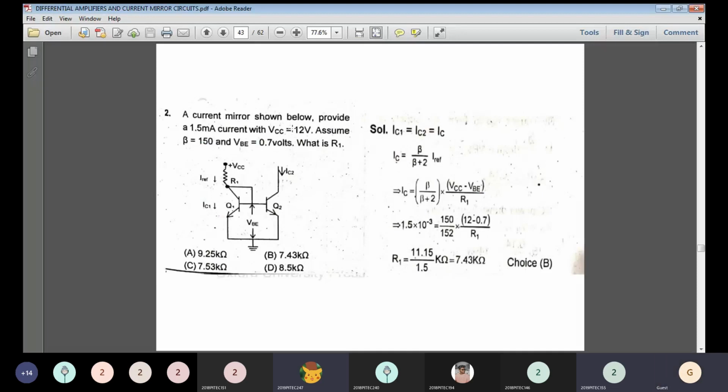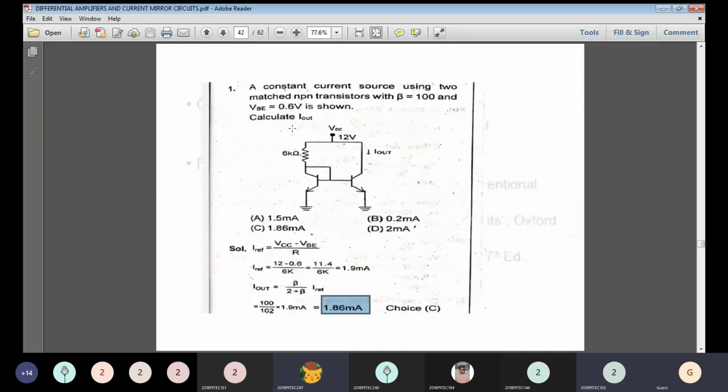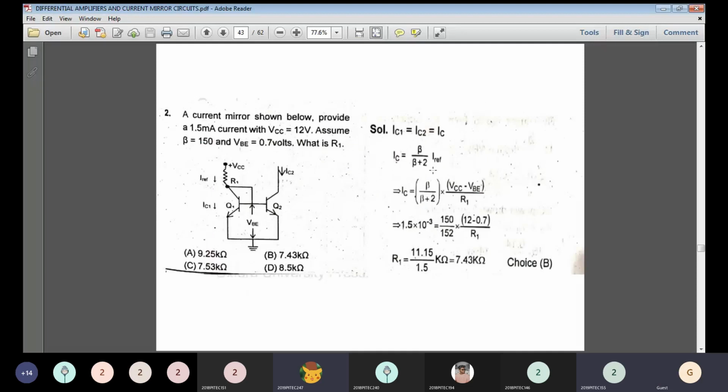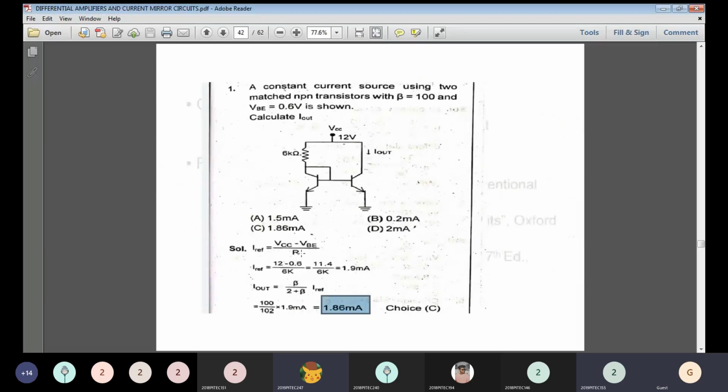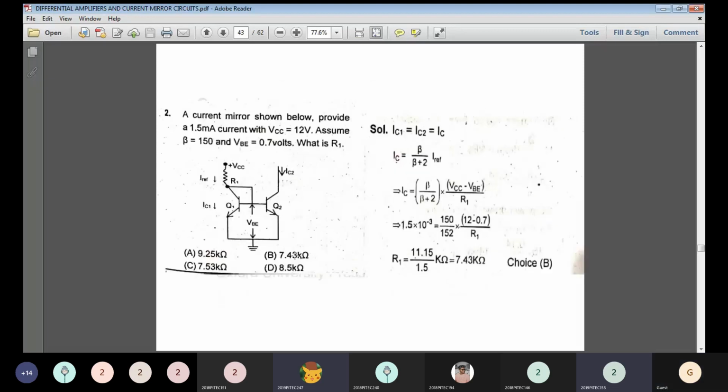Again the same formula is used: I out is equal to beta divided by beta plus 2, times I reference. And what is I reference? The same formula, VCC minus VB divided by the resistance value R. Here R1 is what we are supposed to calculate, so you can put R1 instead of R at this point.